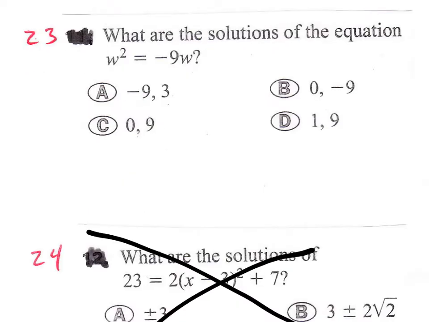Okay, 23, a little plug and chug here. What are the solutions of the equation w squared equals negative 9w? Again, plug one in for one of the w's, one in for the other, work them back and forth, and try to figure out what makes it equal on each side.